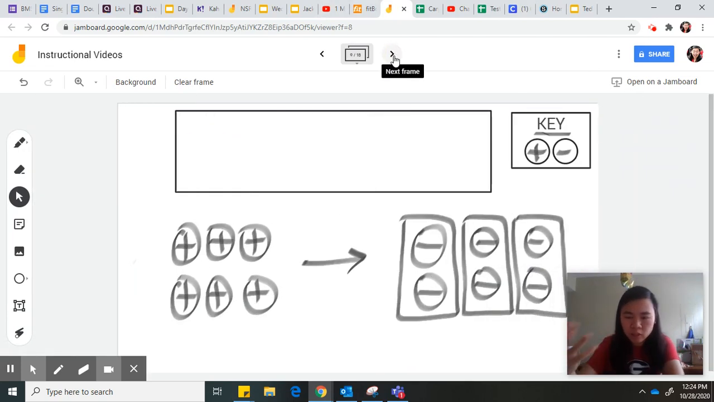Okay, your key is always going to tell you what is positive and negative. Same thing here. We don't have colors, that's fine. How many do we start with? Positive 6. We're breaking them up into groups. So it's going to be division.